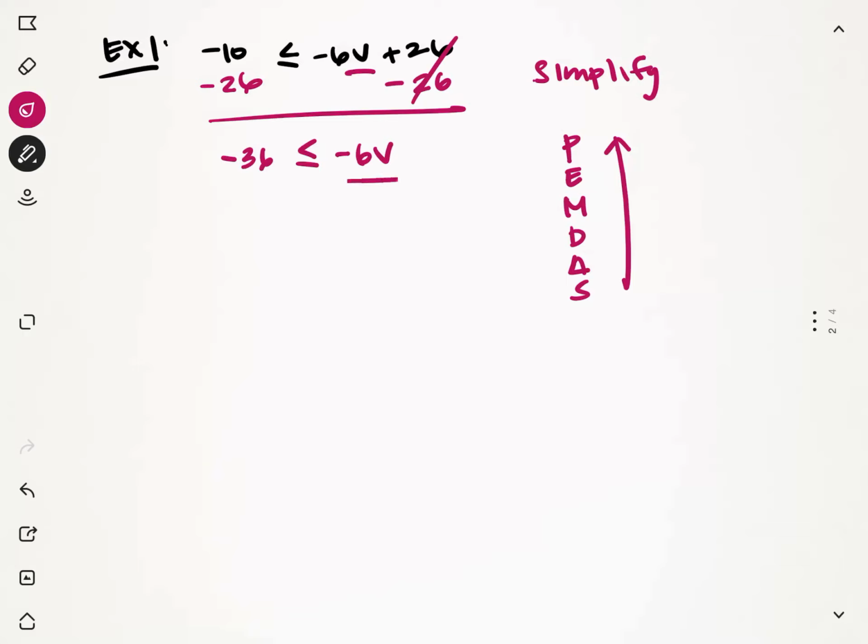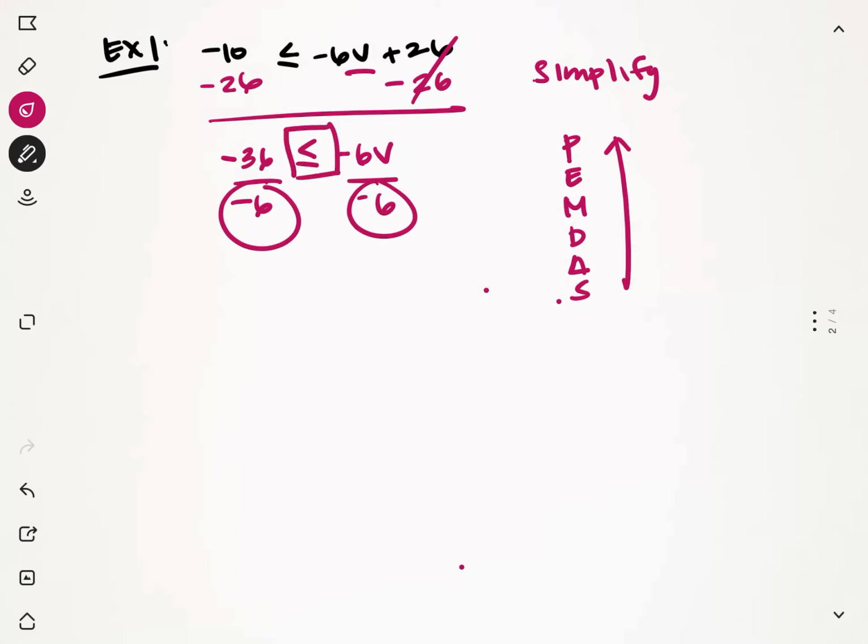We're going to undo our negative 6v. It's a multiplication. We're going to undo it by division. Now, here's the thing, right? We just divided both sides by a negative, so that invokes our rule, right? Anytime we multiply or divide both sides by a negative, we're going to have to switch the inequality symbol. So let's clean this up.